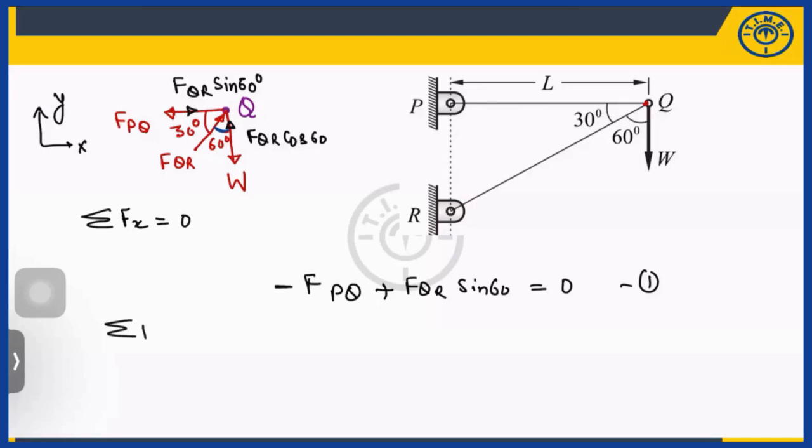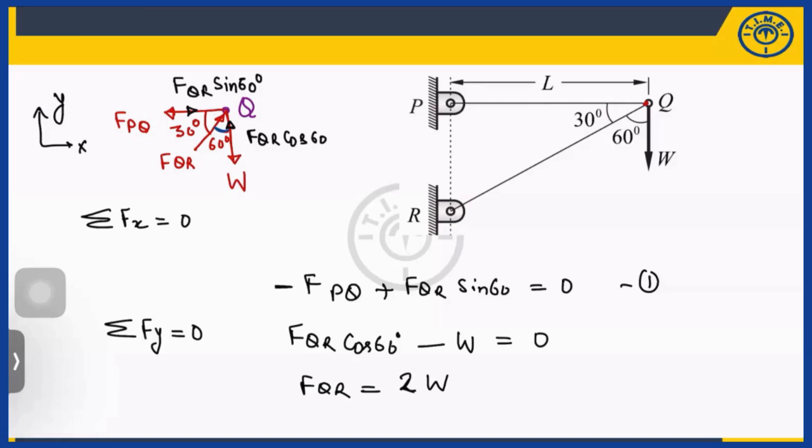Now similarly, consider summation of force in y direction equal to 0. What are the forces acting in y direction? One is F of QR cos 60 and then W. So F of QR cos of 60 minus W is equal to 0. So can I write F of QR cos 60 equals W? What is the cos 60 value? 1 by 2. So this value will be 2W, and this is coming out to be positive, meaning this is tensile.